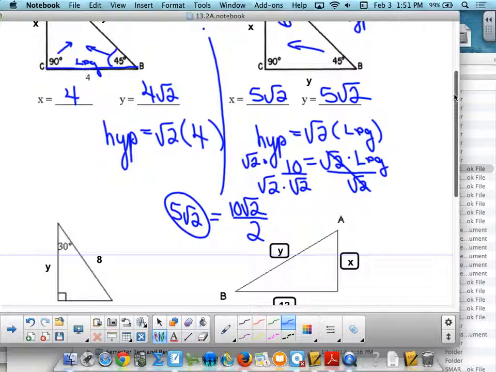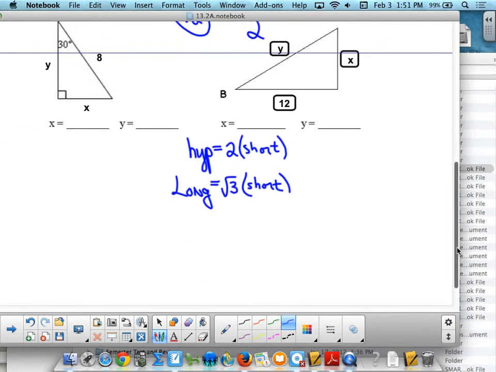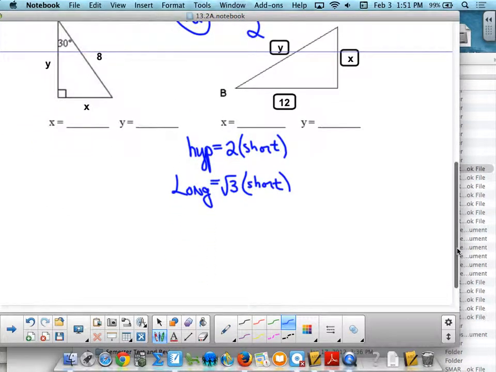Okay. How many people are done with the 30-60s? 1, 2, 3, 4, 5, 6, 7. About half of you are done. The other half are still kind of trying to get them. Okay, here we go. You got to look and say right away, 8. Is that a leg? Short? Long? It's hypotenuse. Yeah, tricked you. Divided by 2. X equals 4.